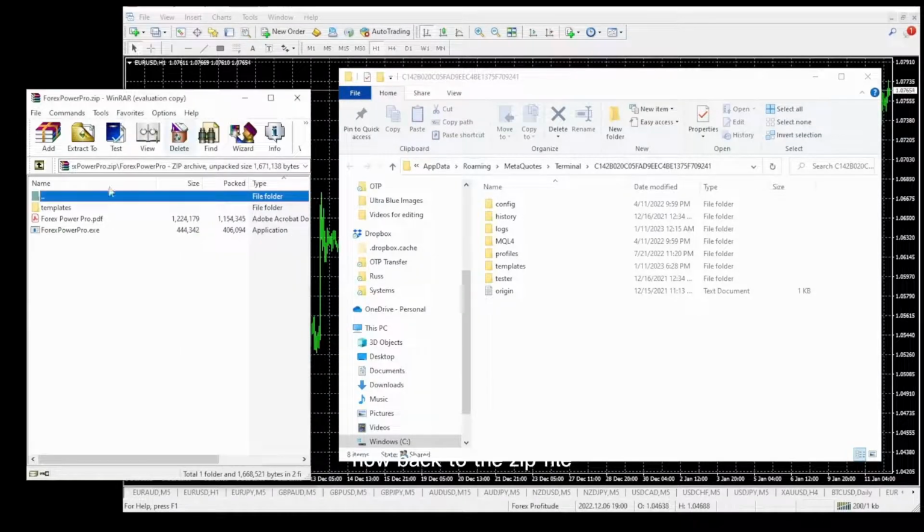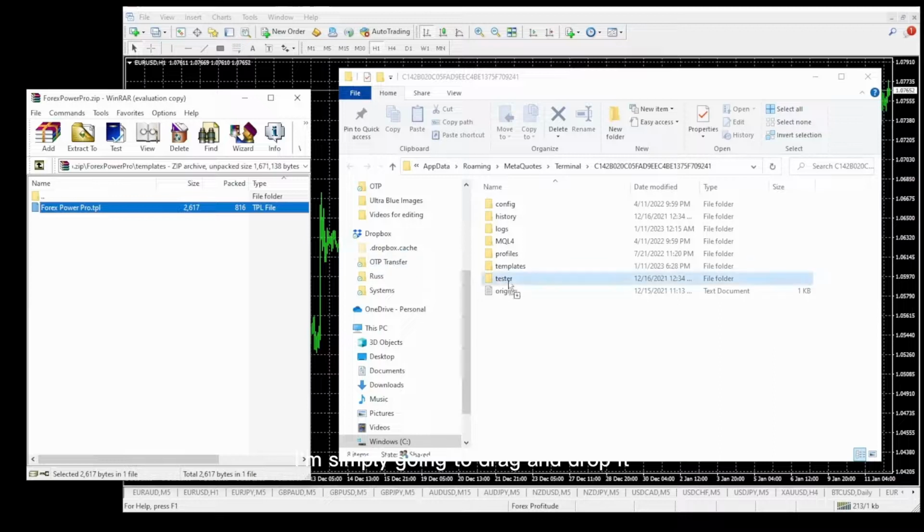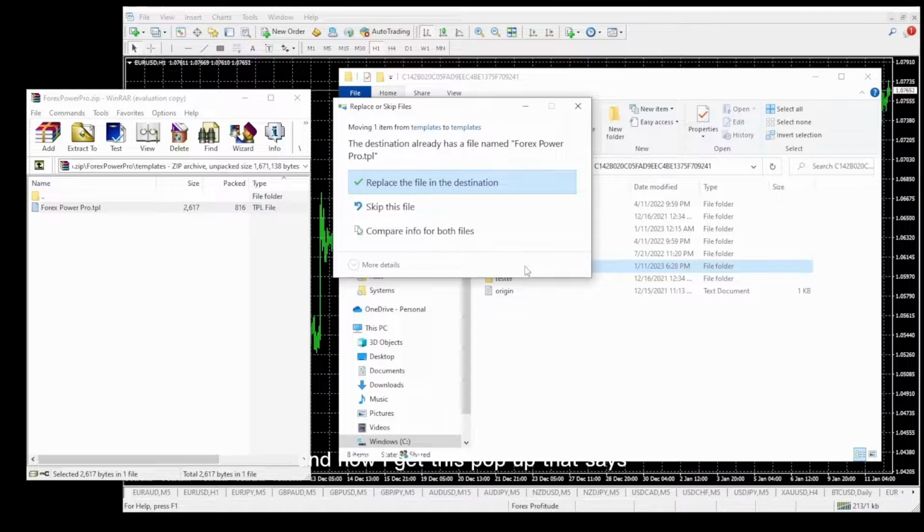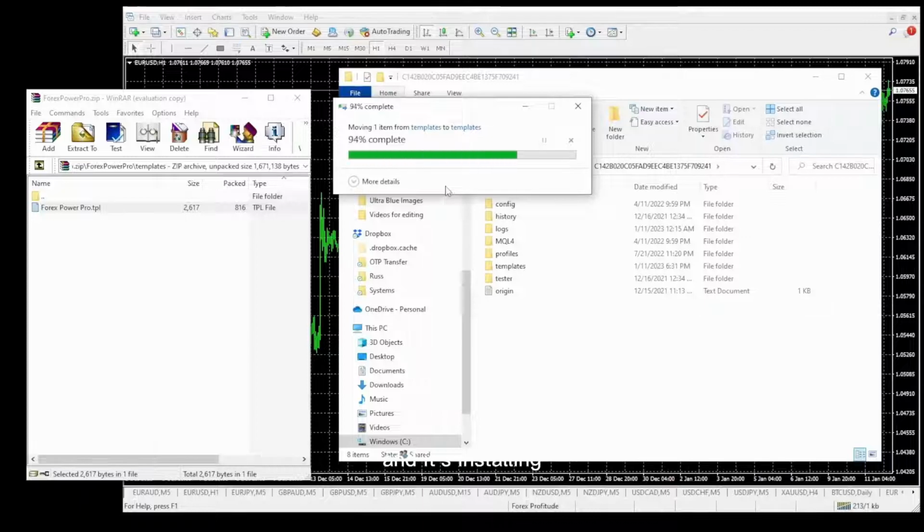Now back to the zip file, I'm going to open the templates file folder to get to that Forex Power Pro TPL file. And then from here, I'm simply going to drag and drop it into the templates file folder in the data folder. And now I get this pop-up that says replace the destination file, because we did just run through this installation process and I do have it on this platform right now. But yes, I'm going to replace the destination and it's installing.